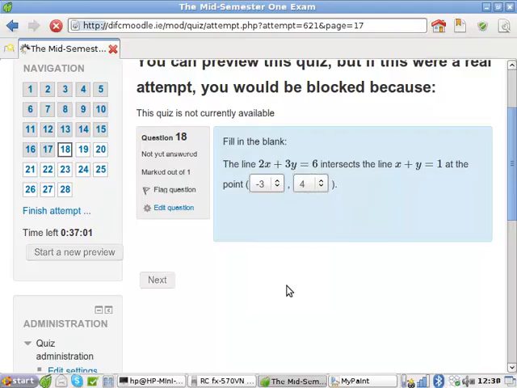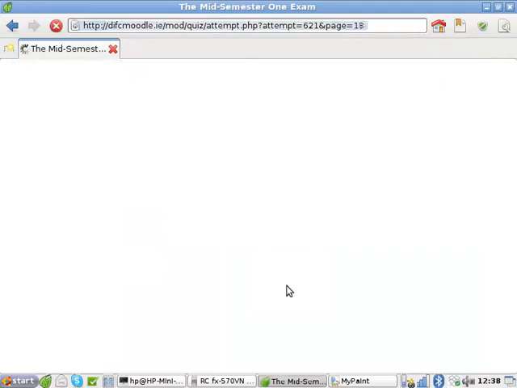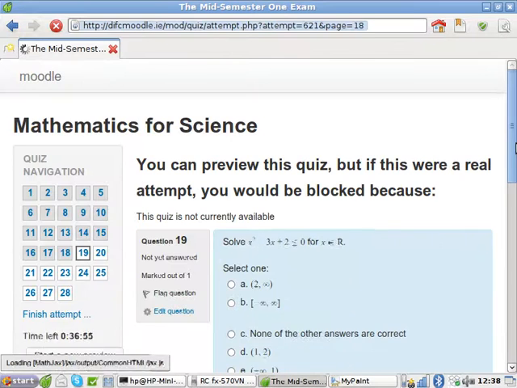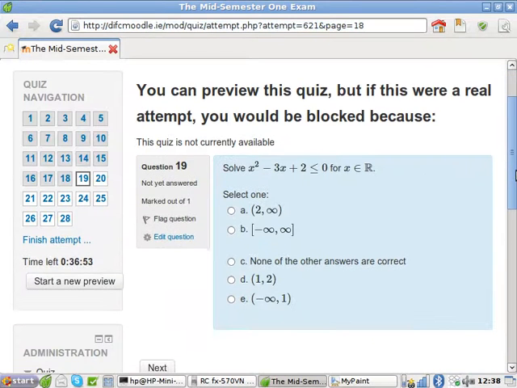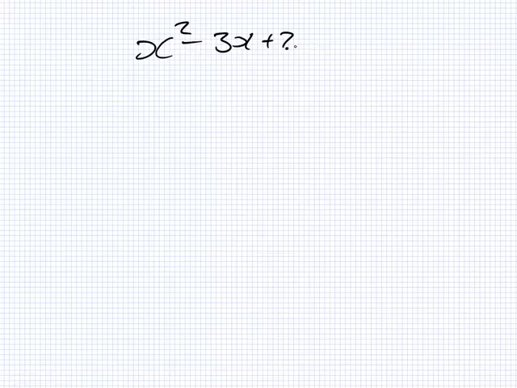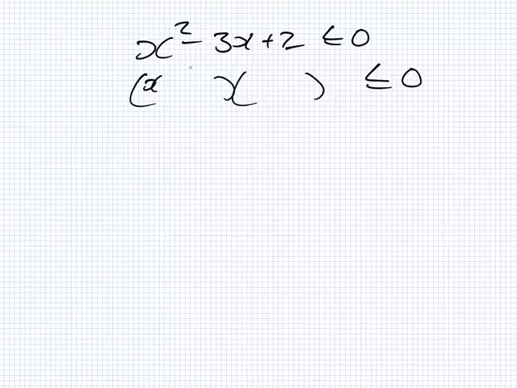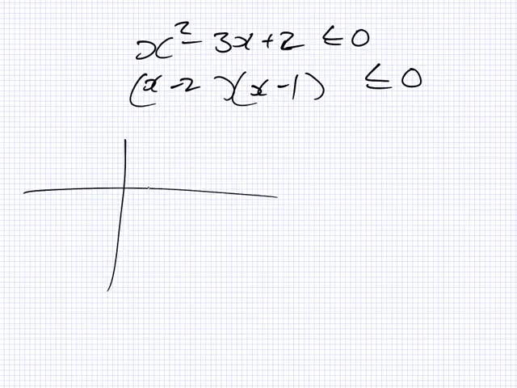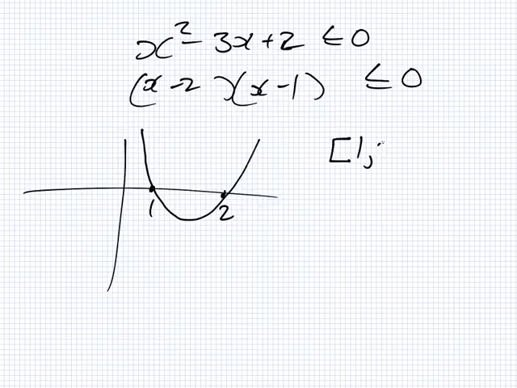Next. Solve x squared minus 3x plus 2 less than or equal to 0. Does this have factors? Yeah. x minus 2, x minus 1. So there's 1, there's 2. So it's between 1 and 2. So the answer is 1 to 2.